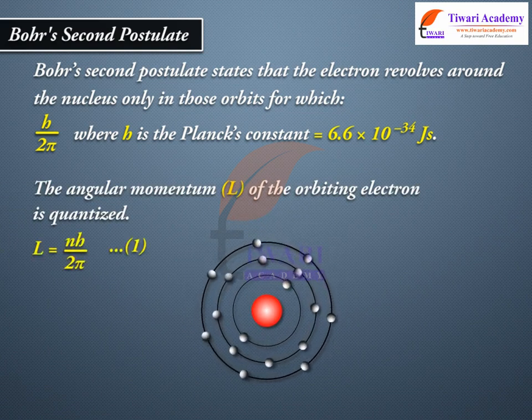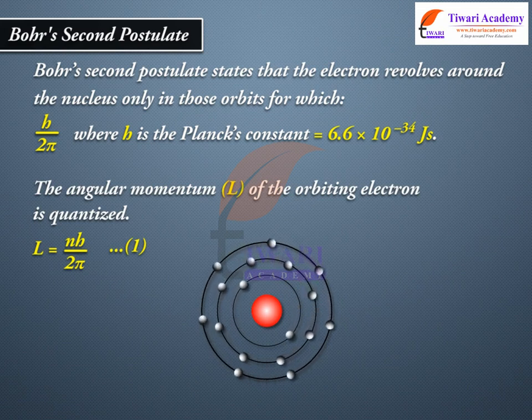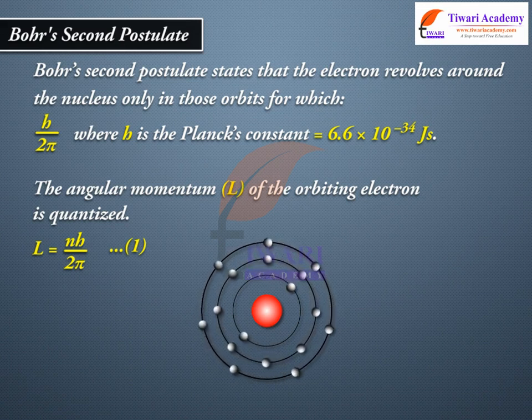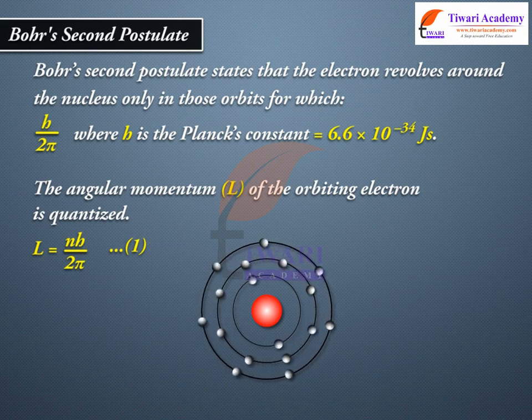That is, L is equal to nh upon 2 pi, equation 1. Since electrons can be present only in these orbits, hence these electrons can only have energies corresponding to these energy levels. That is, electrons in an atom can have only certain permissible energies.